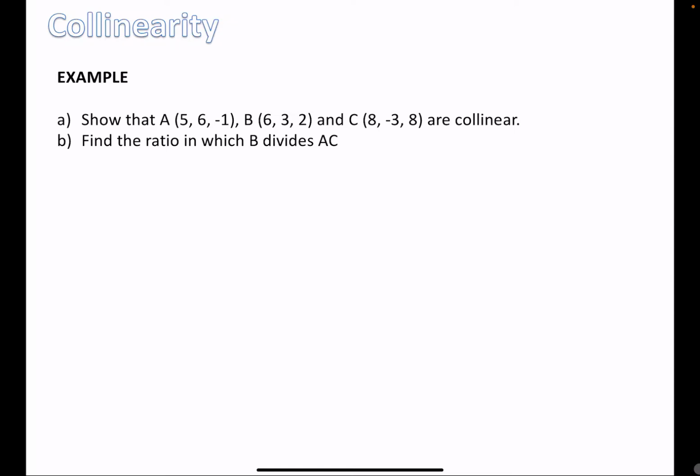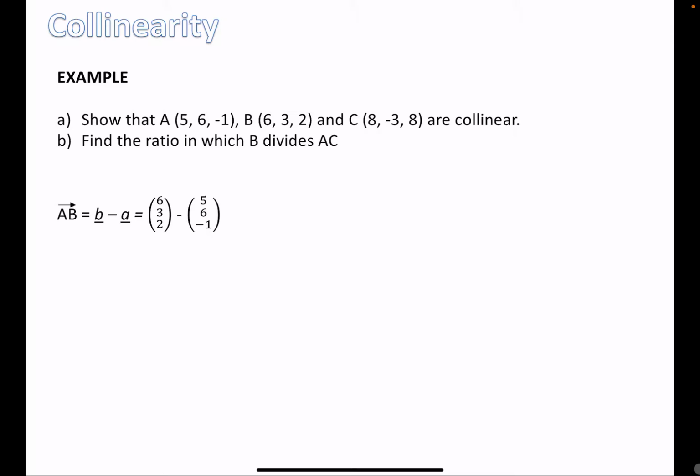Okay, so we've got 3 points, A, B, and C. And we're trying to show, first of all, that they're collinear, and then we're going to find the ratio in which B divides AC. So it might help to draw a diagram. We're trying to show that they're in a perfectly straight line. And if we can find the vector AB and then the vector BC and prove that there's a scalar between them, in other words, some number that we can times one by to give us the other, and we've used B as a common point, then we're showing that they're collinear.